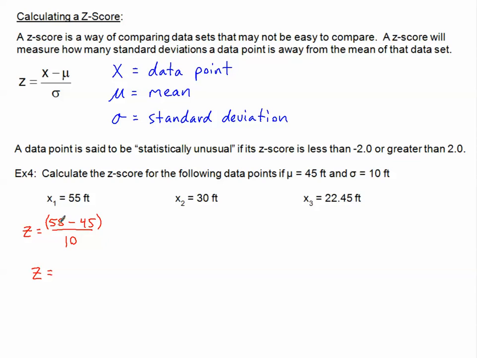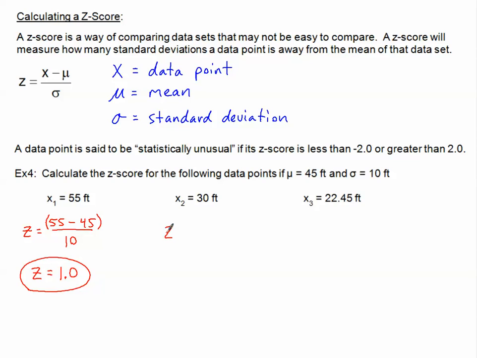This is not too bad. I can do this in my head. The numerator, I get 10. Divided by 10, I get 1. And I'm going to put 1.0. That's the z-score. That is above the mean, exactly 1 standard deviation. Let's look at our second data point, 30 feet.